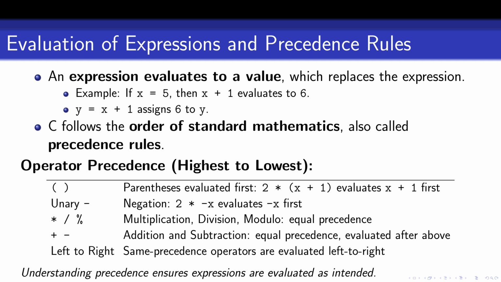If multiple operators have the same precedence, like multiplication and division, they're evaluated from left to right. For example, in the expression 3 plus 2 times x, C will evaluate 2 times x first, then add 3. Parentheses can override precedence to ensure the correct order. If you want to force addition first, write it as open parenthesis 3 plus 2 closed parenthesis times x.